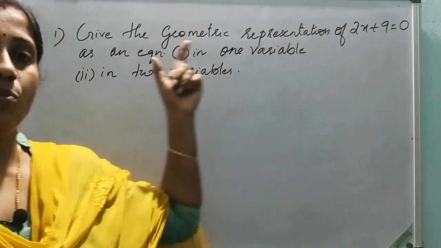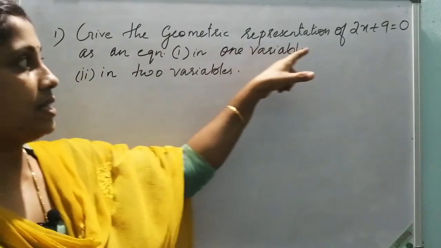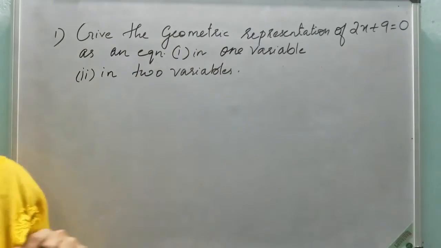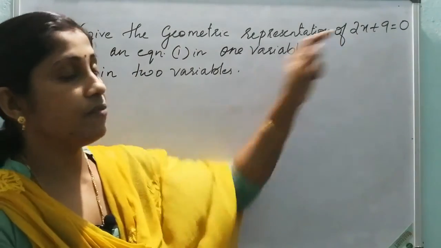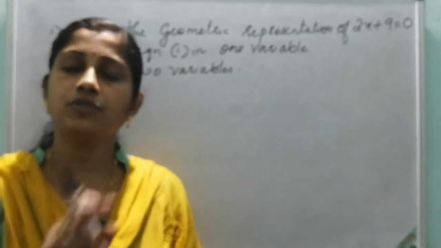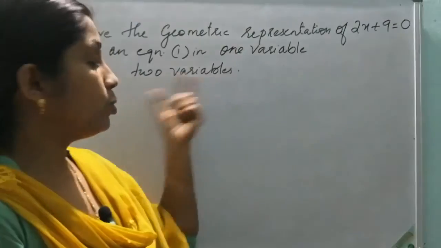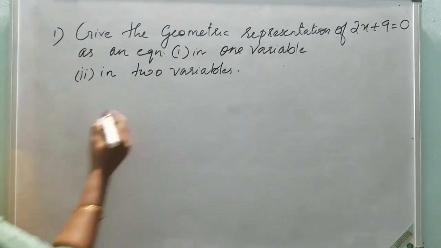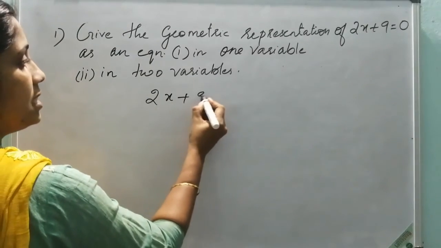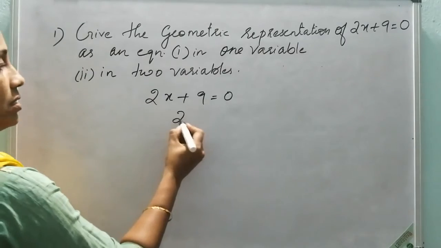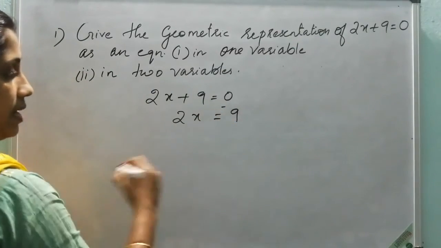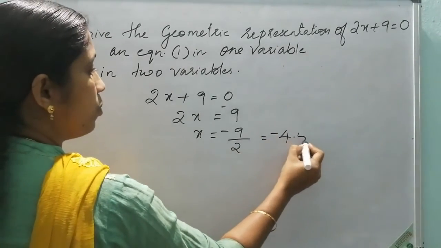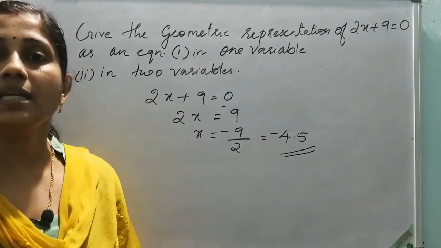Okay, then next exercise 4.4, second question. Give the geometric representation of 2x plus 9 is equal to 0 in one variable and in two variables. One variable means you have to solve this in one variable, only one variable is there. That means you have to mark it on the number line. Two variables means you have to mark it on a Cartesian plane. First we can solve that one. 2x plus 9 is equal to 0. So what is 2x? 2x is equal to minus 9. So x is equal to minus 9 by 2, that is equal to minus 4.5. Okay, x value is minus 4.5.